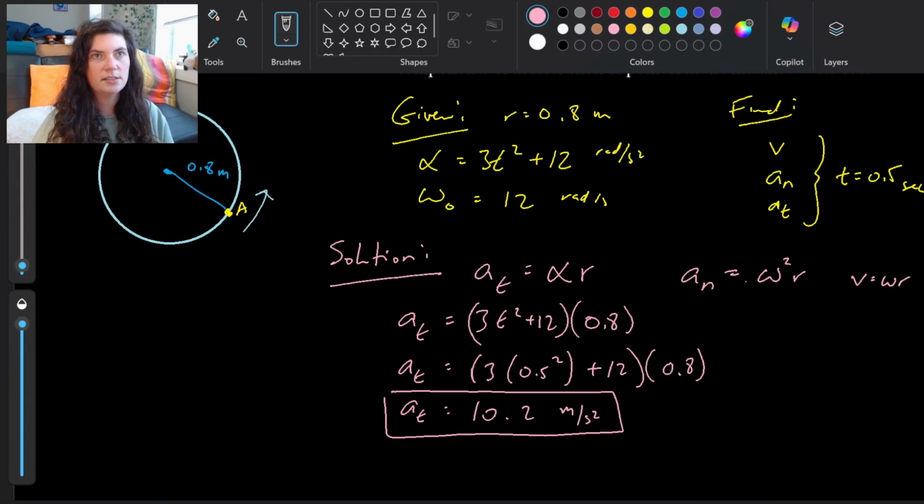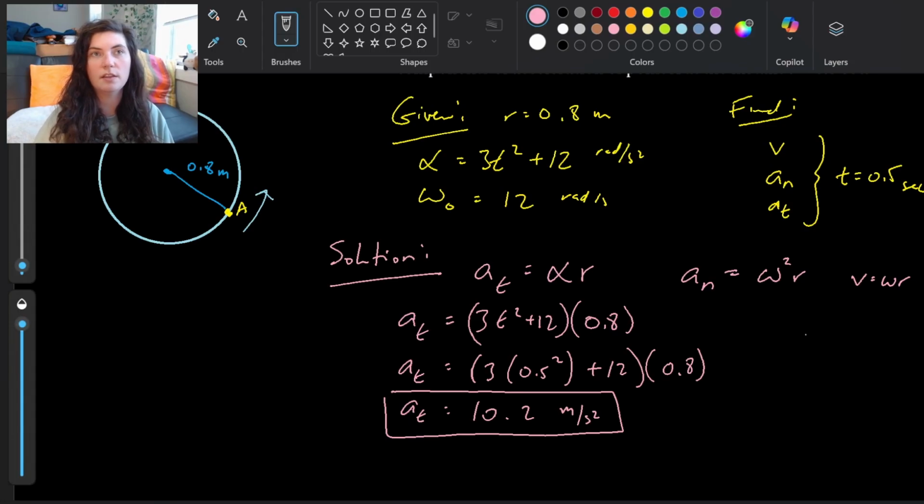So next, if I look at both of these relationships over here for my normal acceleration and for my velocity, they both need omega. And that omega is that omega at 0.5 seconds, right? It's that angular velocity when we're at our 0.5 seconds. So I'm going to need to find that.